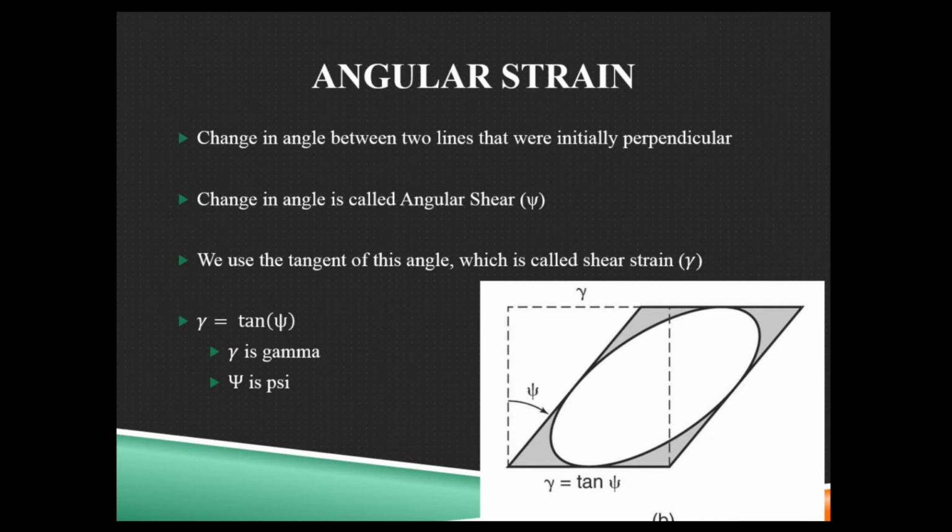Wow, okay, because it is psi, tau is a different letter. I'm sorry. This is the Greek letter psi because it looks like the martial arts weapon called a sai. And it is angular shear.